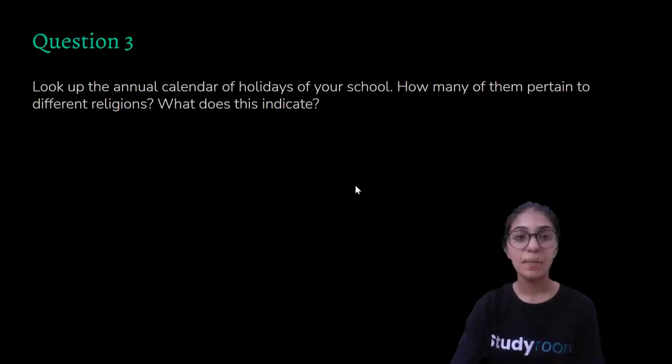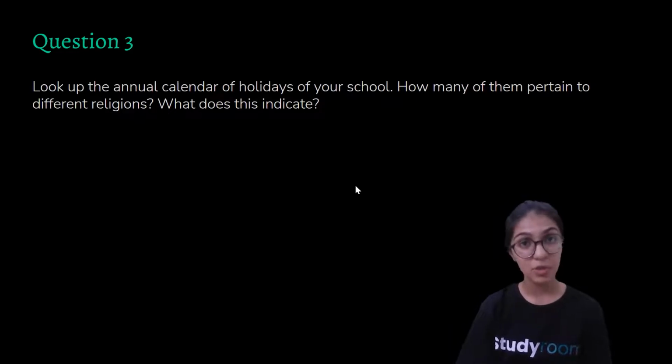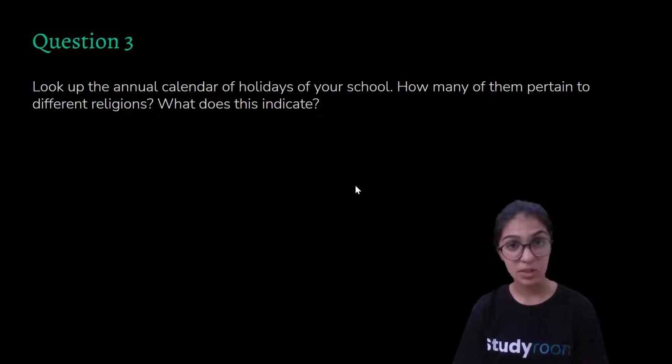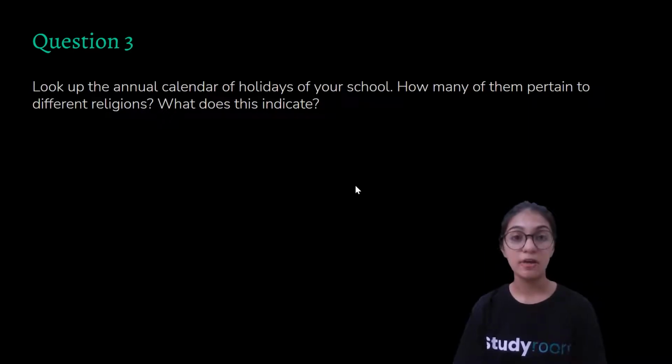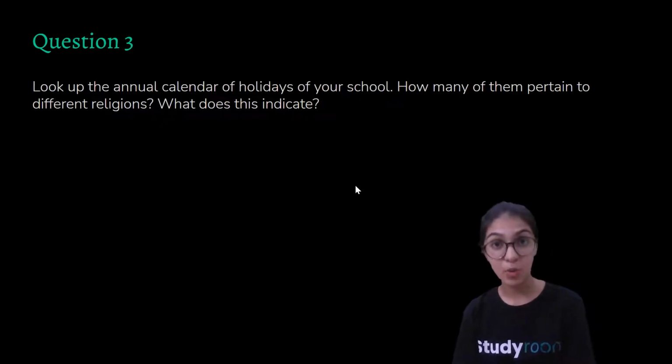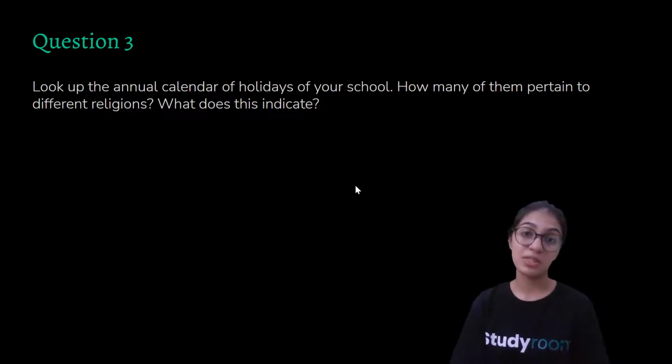It includes festivals of Hindus, festivals of Christians, festivals of Muslims, festivals of Sikhs. How do I say that it includes the festivals of all these religions? Basically you get holidays for Diwali, you also get a holiday for Christmas, which is the festival of Christians. You also get a holiday for Eid, which is a festival of Muslims. You also get a holiday for Lodi, which is a festival of Sikhs. You also get a holiday for Pongal, which is a festival of South Indians.